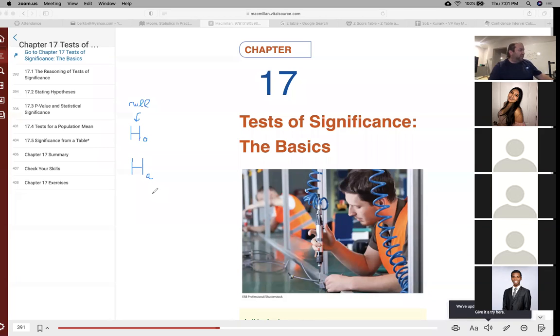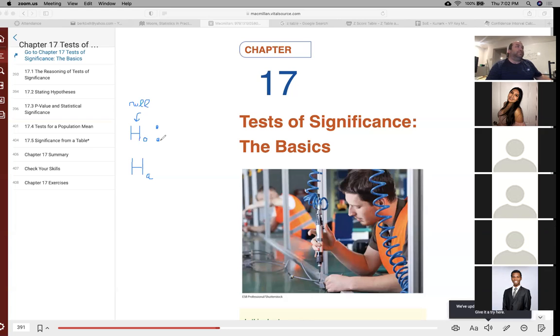Some books use the notation HA, like ours does. Some books use H0 and H1. I will probably, without even realizing it, use both interchangeably, just because I'm so used to both of them. In theory, one is used in the book, one is not, but you're going to see both. In our case, the null is written as H0, and if I was going to say it out loud, I would call it H-naught. It is called the null hypothesis.